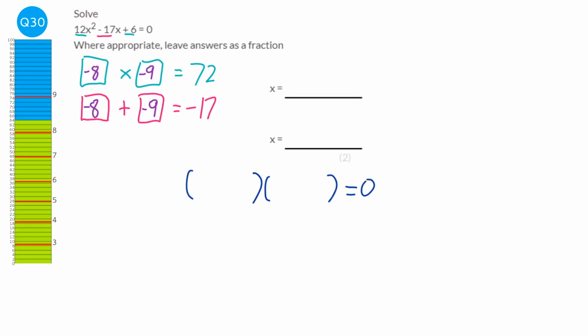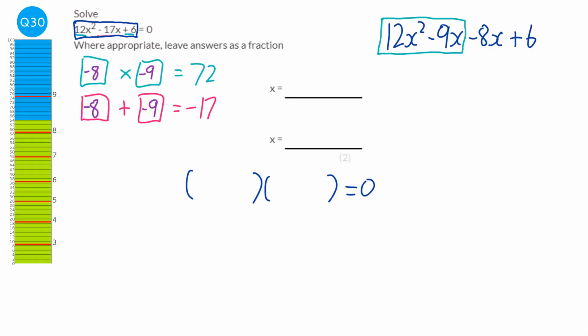So we're going to rewrite the expression on the left, but instead of minus 17, we're going to write minus 9x minus 8x, or whichever way around. So we're going to do 12x squared minus 9x minus 8x. I could have done it the other way around. Plus 6. We're going to factorise linearly the first two terms, and we're going to factorise linearly the second two terms. So here we can actually divide out 3x from both of them.